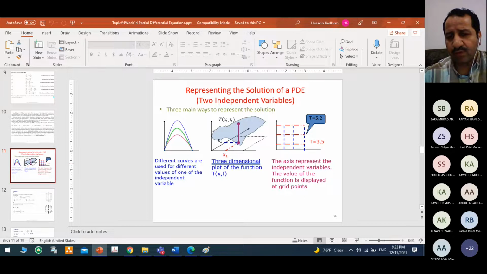Now, sometimes we represent it by a network. You see here this network, with some vertical blue lines and some red lines. This is like a network to represent which variable we are talking about. It gives you the function at a specific variable. As an example, at this point here, the blue line represents the variable x, let me say, and the red line represents the variable t.